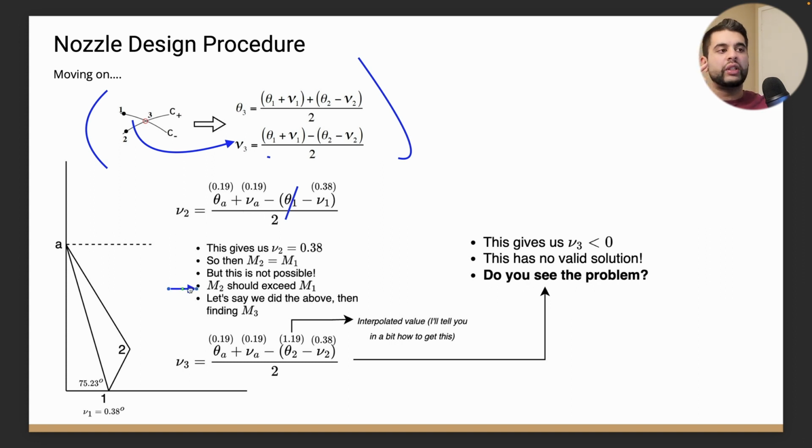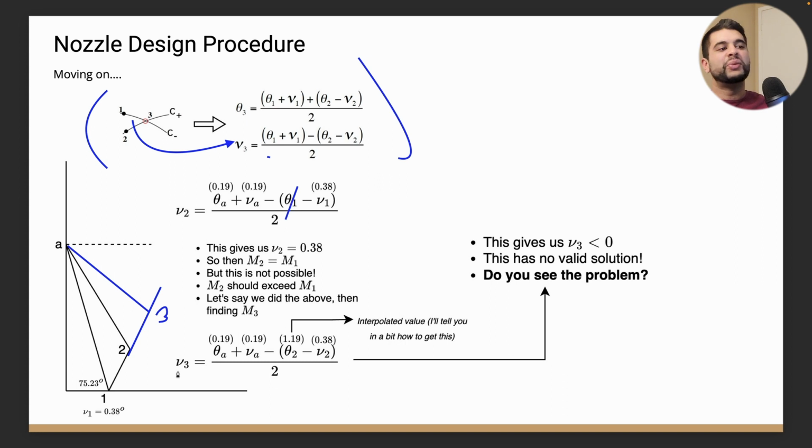M2 should exceed M1. I hope you got that because we need to move along the nozzle and get the points. Let's say we got M2 is equal to M1, okay? Now let's find the third point, which is this one here. We have one line like this. Let me just draw it better. And then point 3. So then let's move on, right?